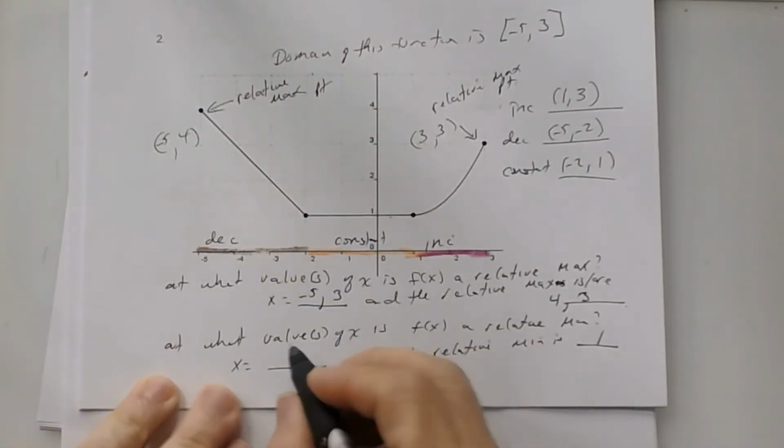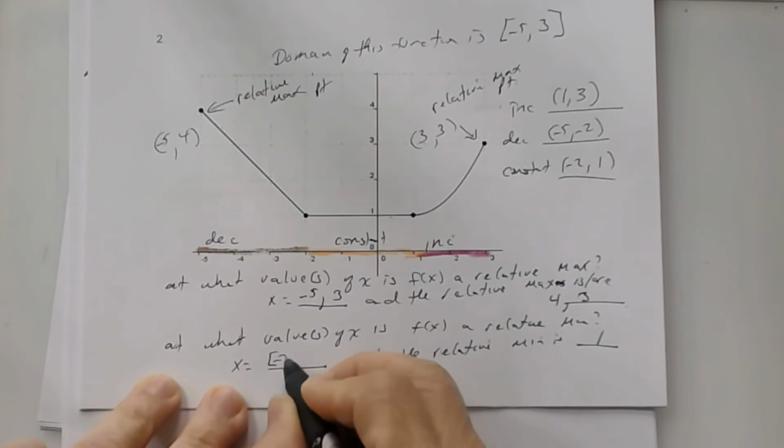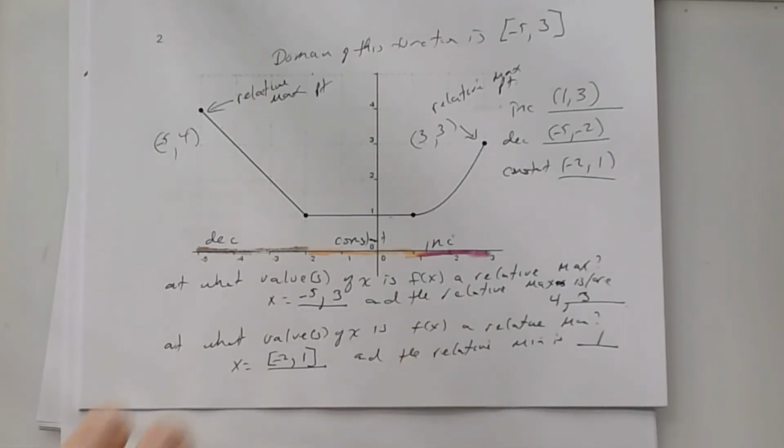Actually, you're talking about this in terms of domains. So you can say negative 2 to 1. If you put in bracket or parentheses, that's fine. It really should be in brackets. But it's an interval, right? So from negative 2 to 1, what's my smallest y value? 1. Okay? Let's go to another one.